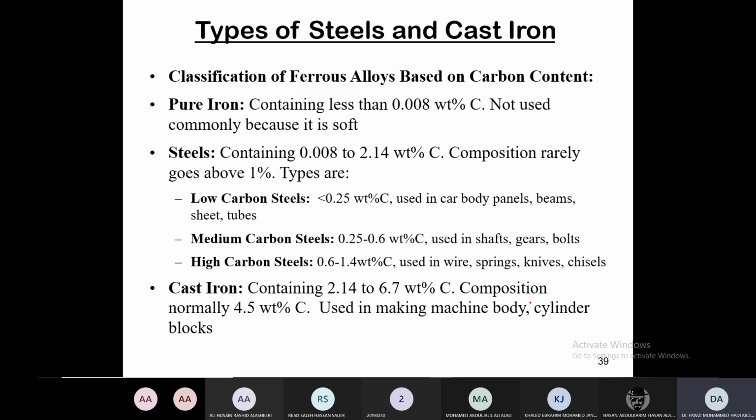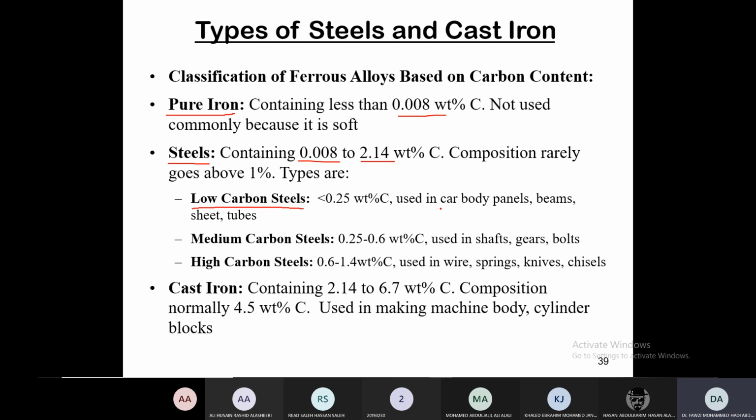This is a classification of the steel, of the ferrous alloys, basically. Just a revision of what we have done before. Pure iron, we have basically less than 0.008% by weight carbon, not much used actually in the pure sense. The steels are from 0.008 to 2.14 basically. We have them categorized as low carbon steels, less than 0.25% carbon.